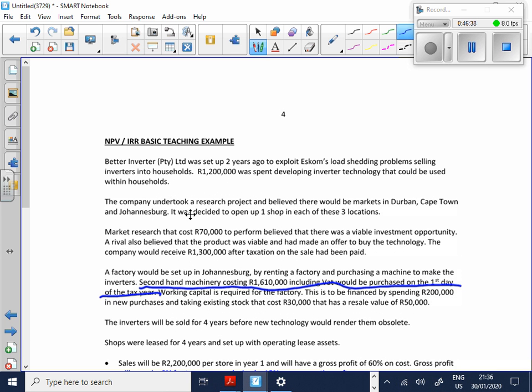It says the company undertook a research project and believed that there will be markets in Durban, Cape Town, and Joburg. It decided to open up one shop in each of these 3 locations. Okay. Market research cost 70,000 to perform. Believed that there was a viable investment opportunity. So guys, the market research I need to put in my solution. Is that a sunk cost?